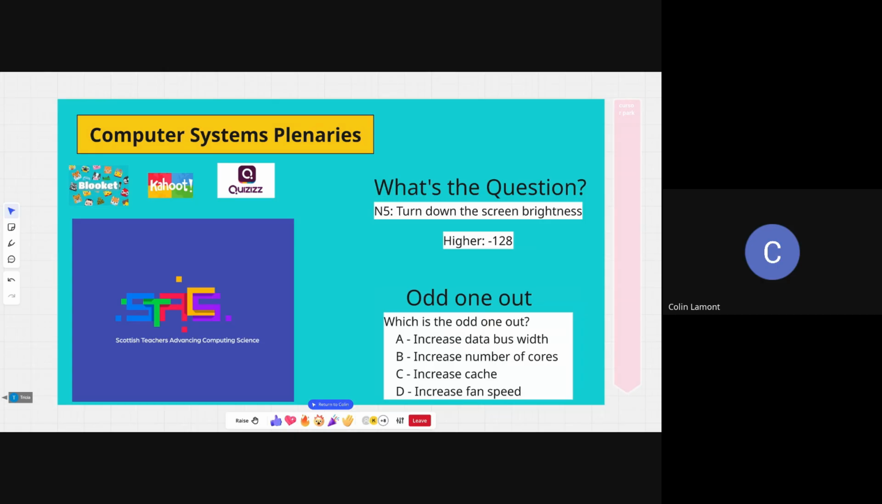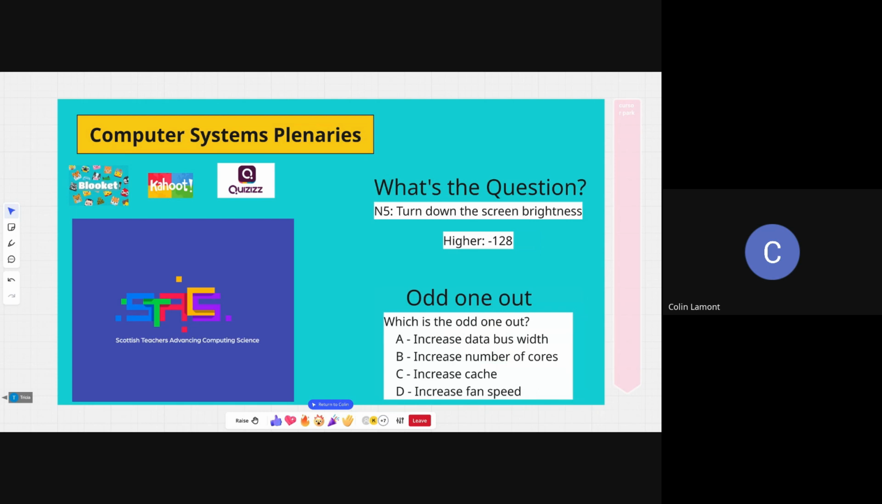The pupil might be able to identify that D is the odd one out, but can they explain why? And it goes back to those PI questions from earlier. It's all about the why. Can you actually explain why it's not a way to improve computer performance? And the follow-up question might then be, well, what would be another way of increasing computer performance? Which, of course, your answer would be increase the clock speed.